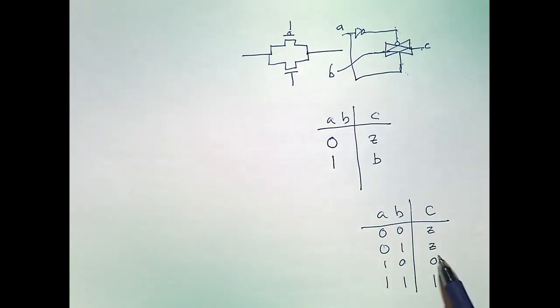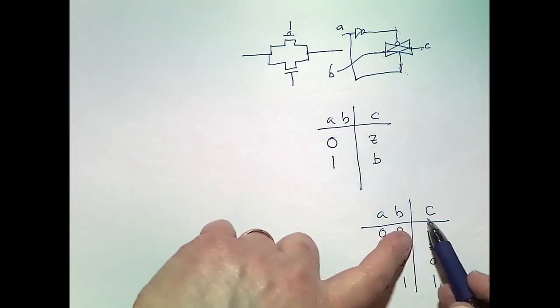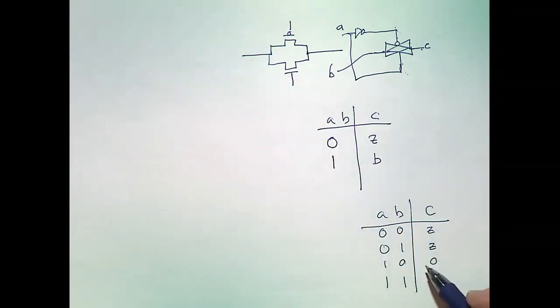Now, we don't have a logic expression for this. Z is not one of the Boolean values, right? So this is where you look at your circuit and figure out, well, when A is 0, is C connected to something else?